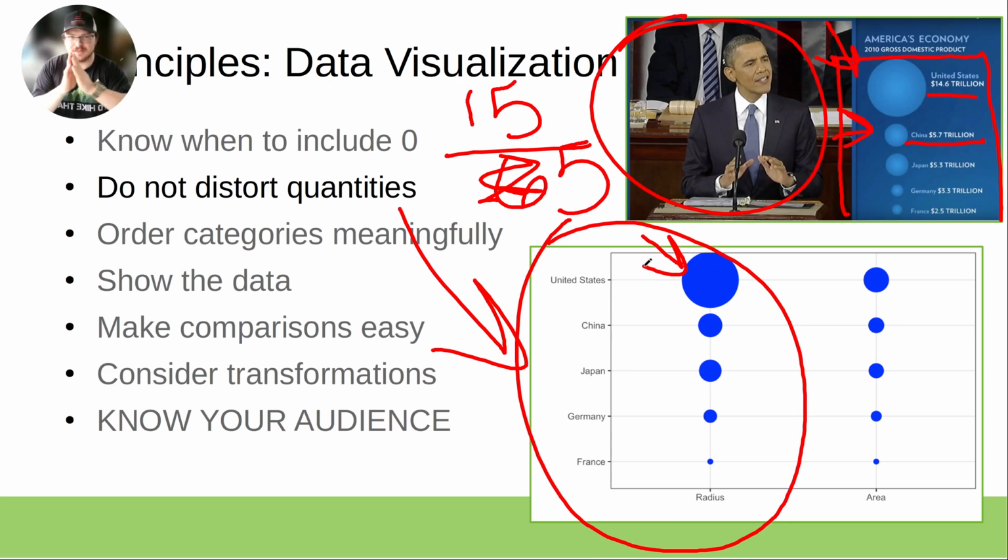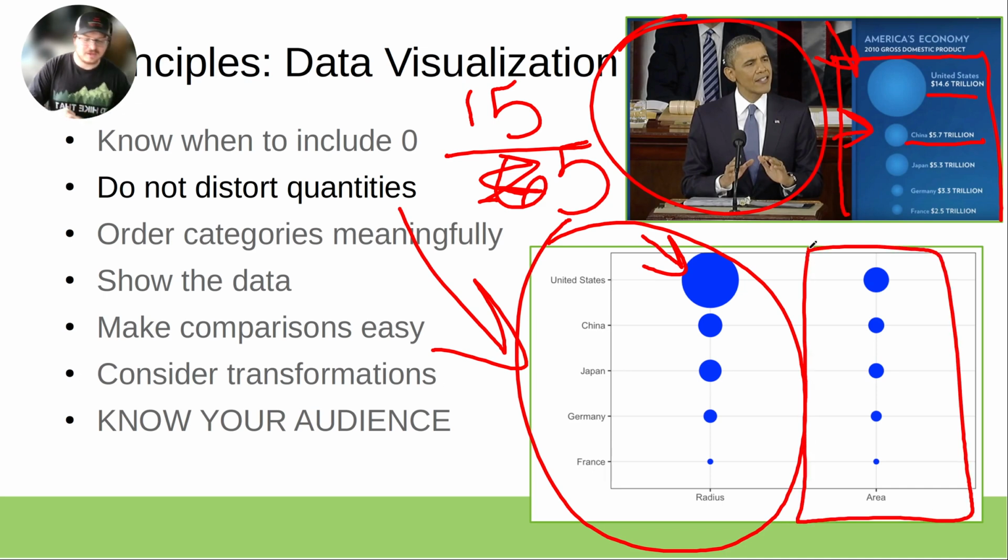So in actuality, they've altered the representation of the data to inflate it and make our economy look bigger than it is in comparison to our neighbors. If they would have accurately represented the data, it would have shown up like it is over here on the right side in this square.